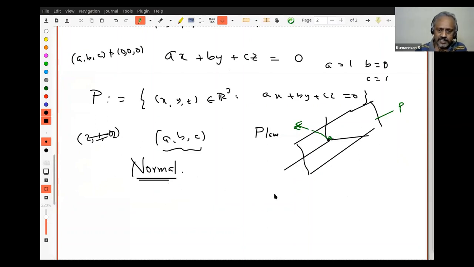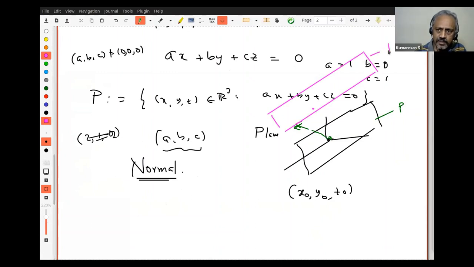Now, I just want to ask you different questions. I have a point x naught, y naught, z naught. This is a plane passing through the origin. Now my point is somewhere here. I want a plane passing through this point which is parallel to this plane. Call it P1. P1 should be parallel to P, and it should pass through this point x naught, y naught, z naught.